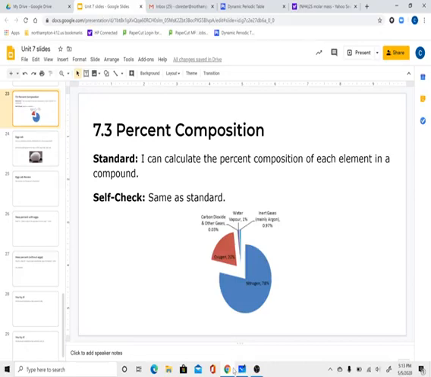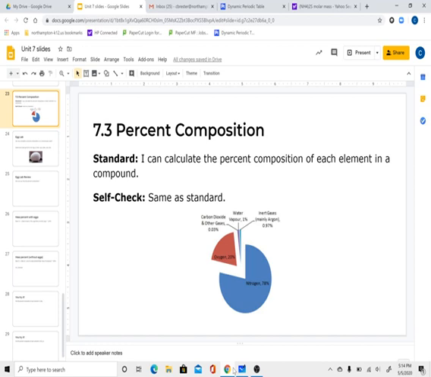7.3, percent composition. We are looking more at applications now. We're at the point in our semester where we're kind of done with new concepts and we're just learning to apply the things that we already know. So 7.3 is like the very last new thing, and we're going to take the mole and use this information that we learned today, and next week we're going to be able to take percents of a given compound and calculate the formula for that compound.